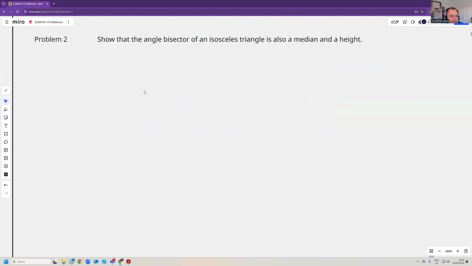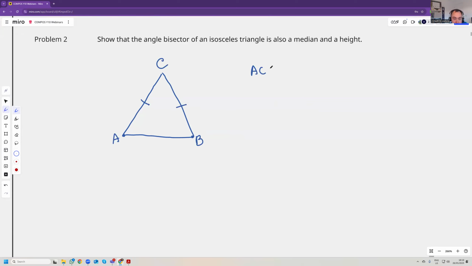Problem 2. Show that the angle bisector of an isosceles triangle is also a median and the height. It's not a difficult question, and it might seem obvious to you, but let me follow through a formal approach. So you have an isosceles triangle. Let's say it's ABC, and AC is equal to CB because it's isosceles.